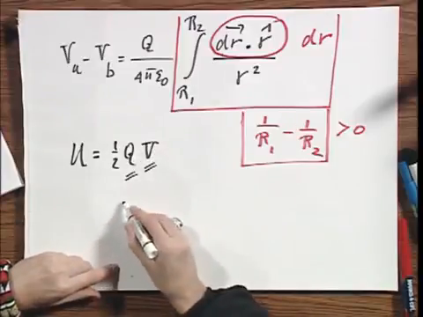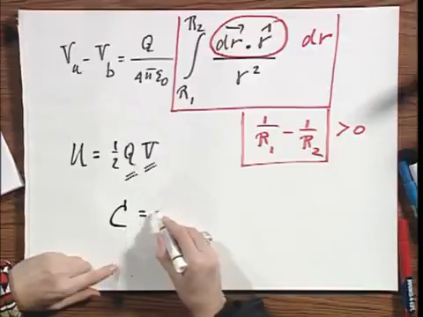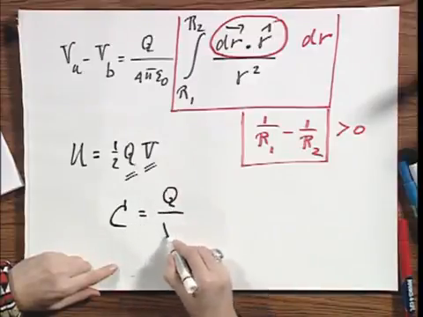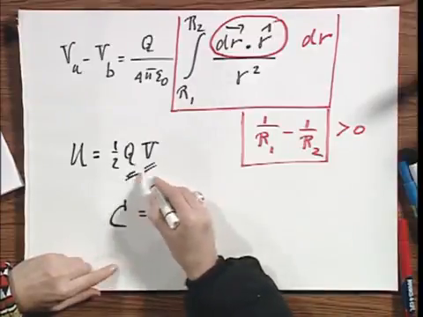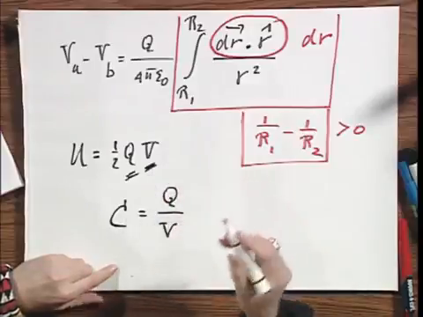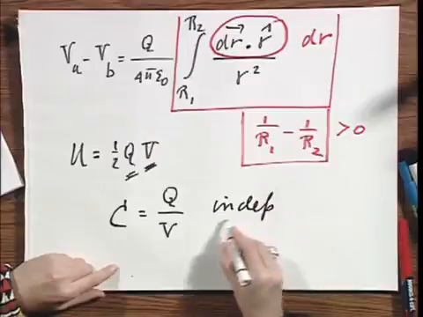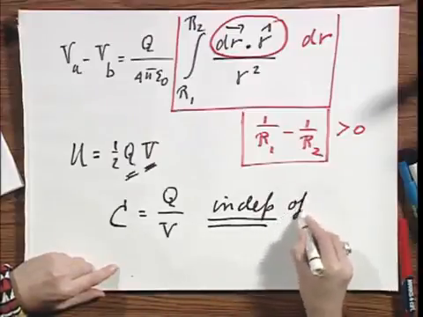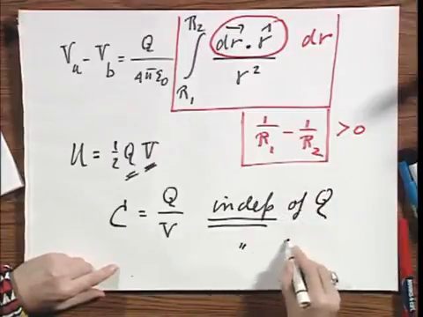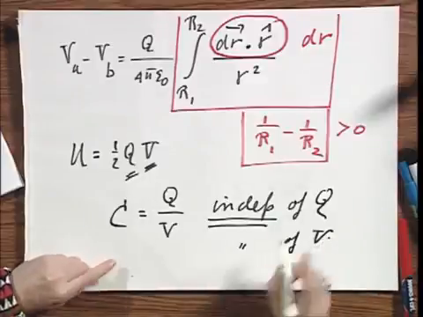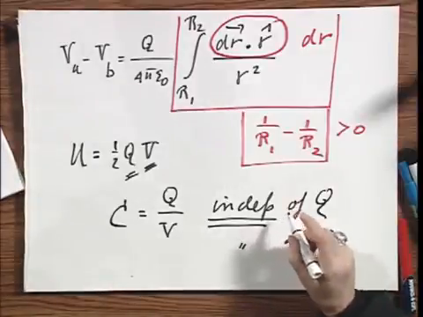If you were interested in what the capacitance is, then you take Q divided by V. We know Q, we just calculated V, and so you can calculate the capacitance. And I want to stress that the capacitance is independent of Q, and it is independent of V. It only depends on geometry.